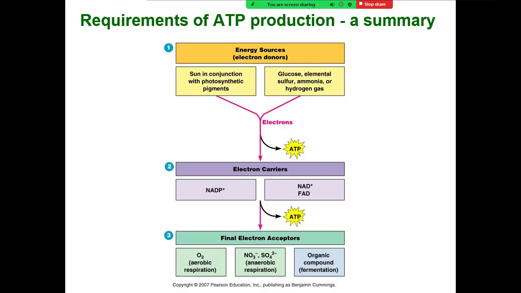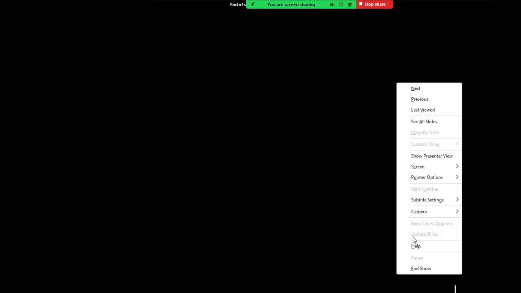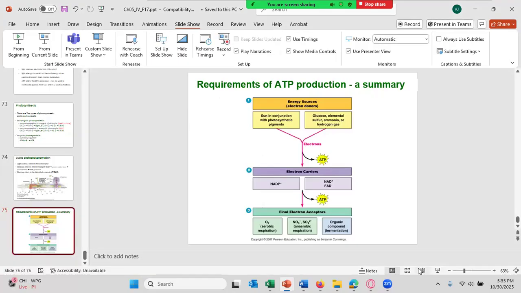Any question about any of this? The point is the electron donor or energy source can vary, and the final electron acceptor can also vary. Any questions about chapter 5? All right, let's move on to chapter 6.